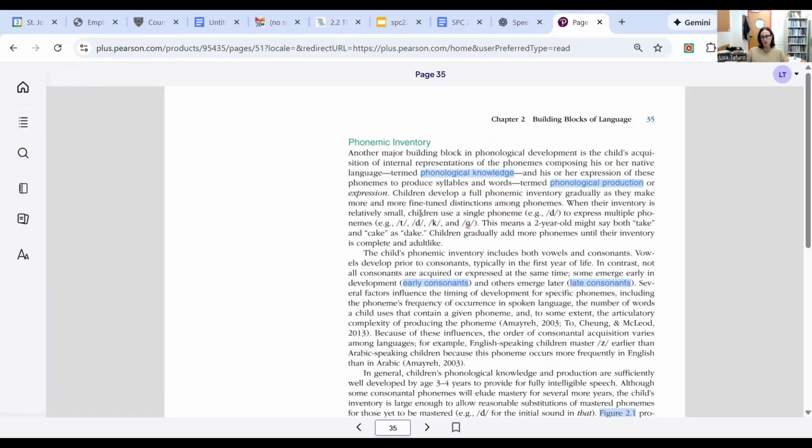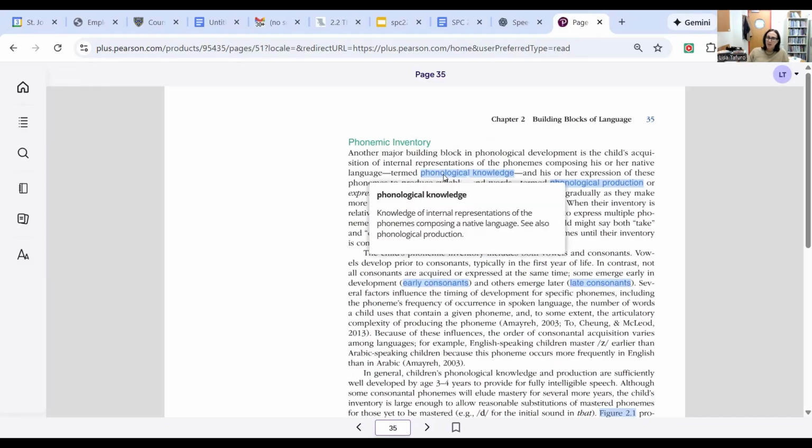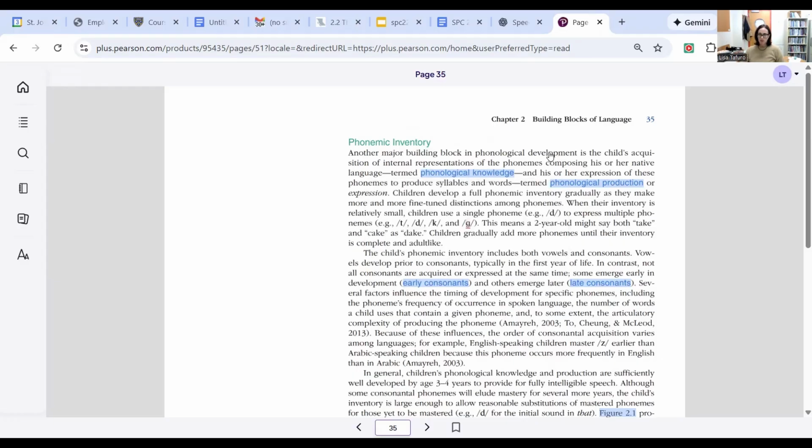Another thing that we just kind of mentioned that infants are doing is developing their phonemic inventory. And that's what we're talking about, sort of their internal representations, or what we call their phonological knowledge, right? By definition, phonological knowledge is the knowledge of these internal representations, right? And we're talking about, of course, their native language, or if a child is learning two languages at once, then of those two languages. But the phonological knowledge, or knowledge about those internal representations, should be contrasted with phonological production, right? Being able to produce the phonemes of the language.